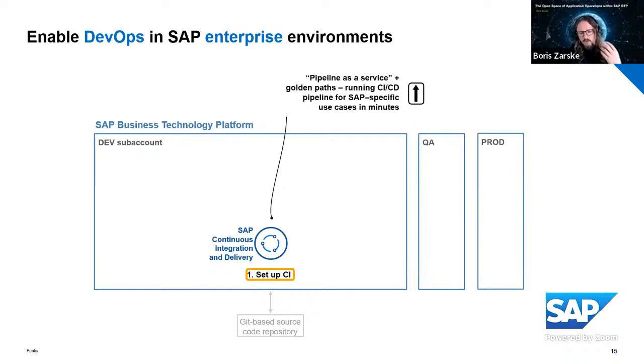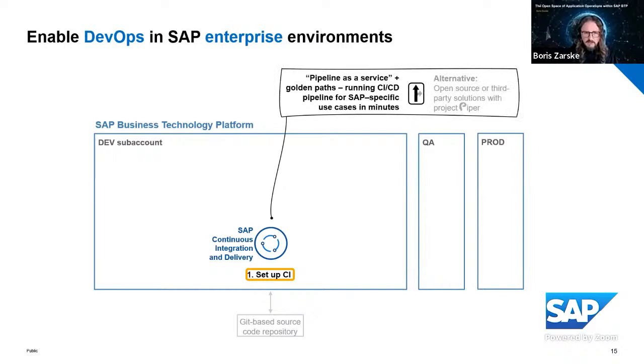So the goal is to allow you to come up with a pipeline for SAP-specific use cases in minutes. Nevertheless, of course, we have to be open here as well. So you can also use open source or third party. And also there we want to support you. Just thinking of, if you should have already experienced DevOps in non-SAP environments and now say, okay, we now want to extend it also to SAP scenarios, then of course, that should also be possible without having to have a parallel approach, which would not make sense, right?